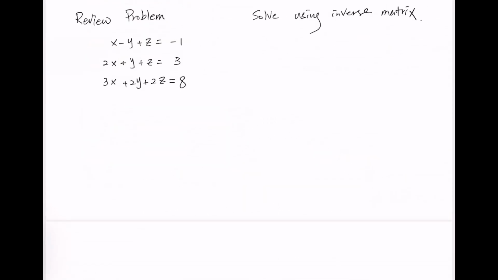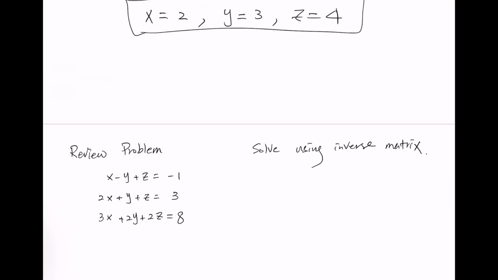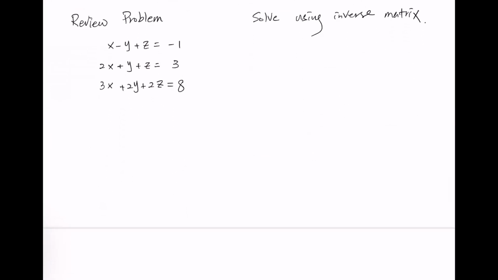So let's work on this problem. It's exactly the same problem, but this time we want to use the inverse matrix to find the solution. We got the solution x as 2, y as 3, z as 4. Let's see if we use the inverse matrix, we end up getting the same answer.